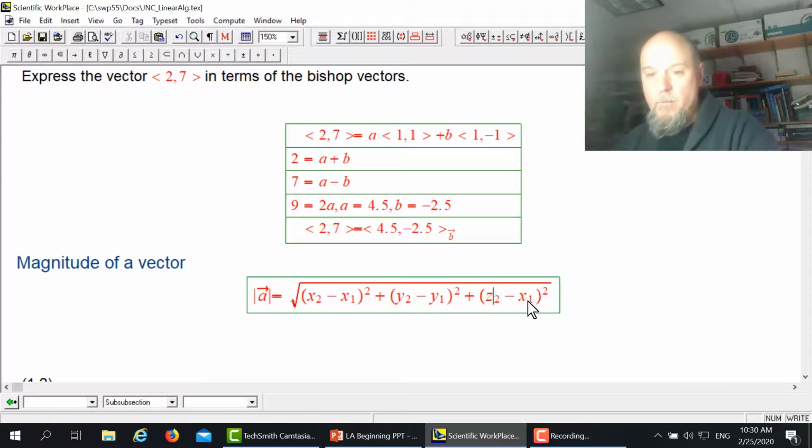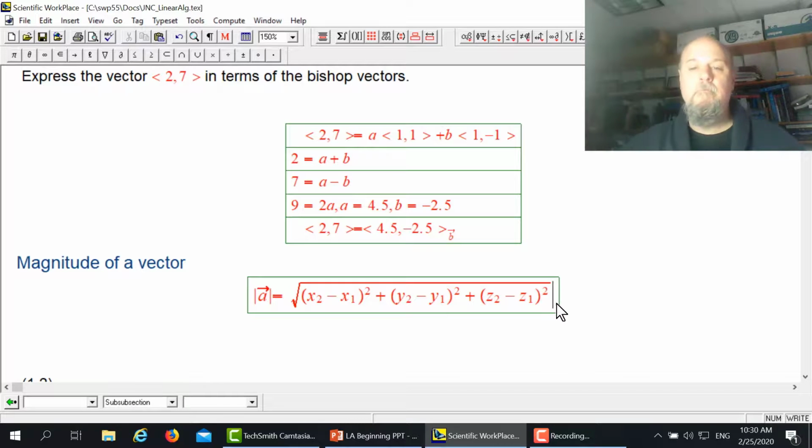Now the formula I'm writing down is just for 3D. If it was 2D, then I wouldn't have the z's. If it was 4D, then I'd have another extra plus w2 minus w1 all squared. But this is our magnitude of the vector. Oh, and that's if I have the 2 endpoints.